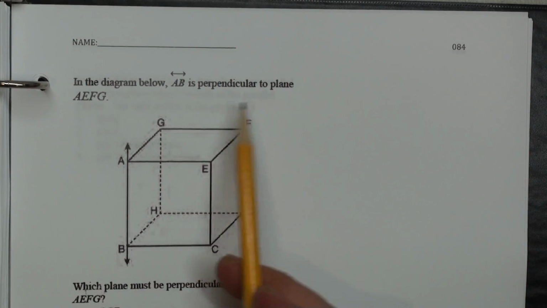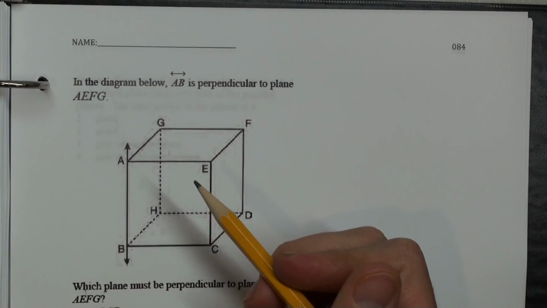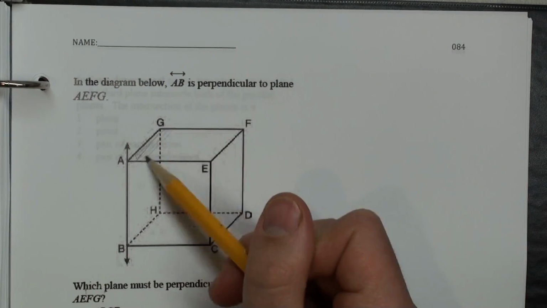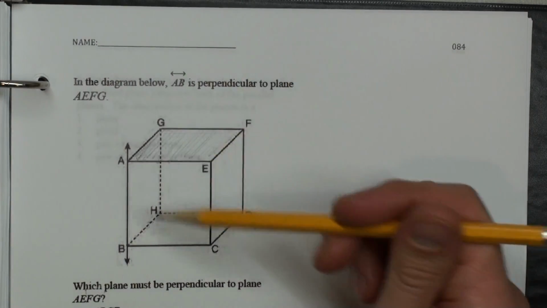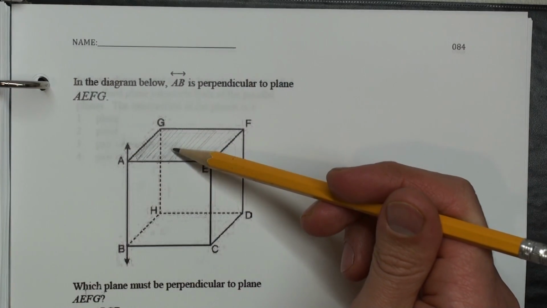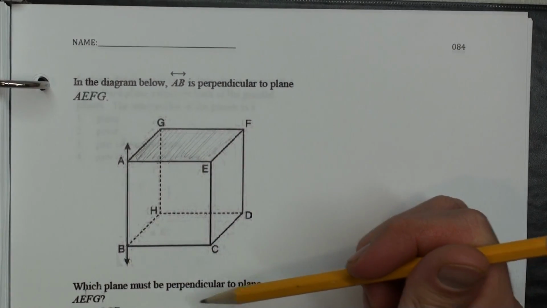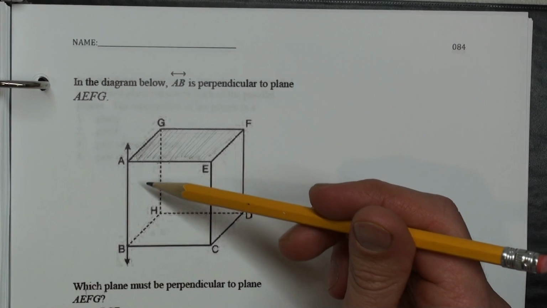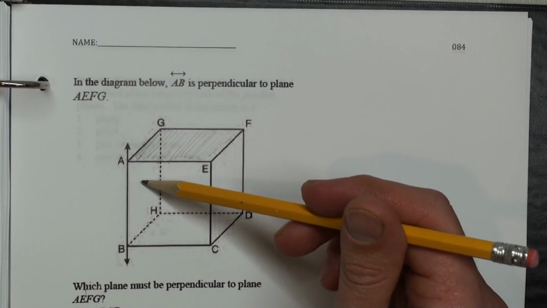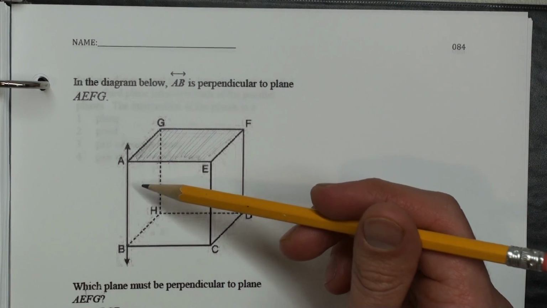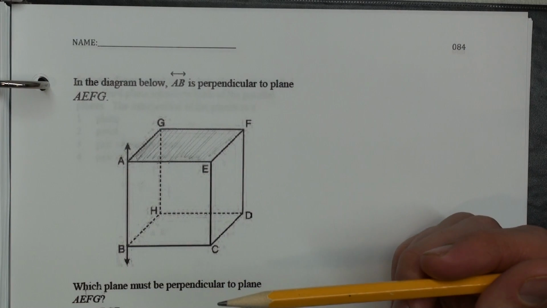Line AB is perpendicular to plane AEFG. That's this one up here. AB is perpendicular to this plane. Which plane must be perpendicular to plane AEFG? Well, either of the two planes that contain AB, which would either be this one on the side or the one in the front.